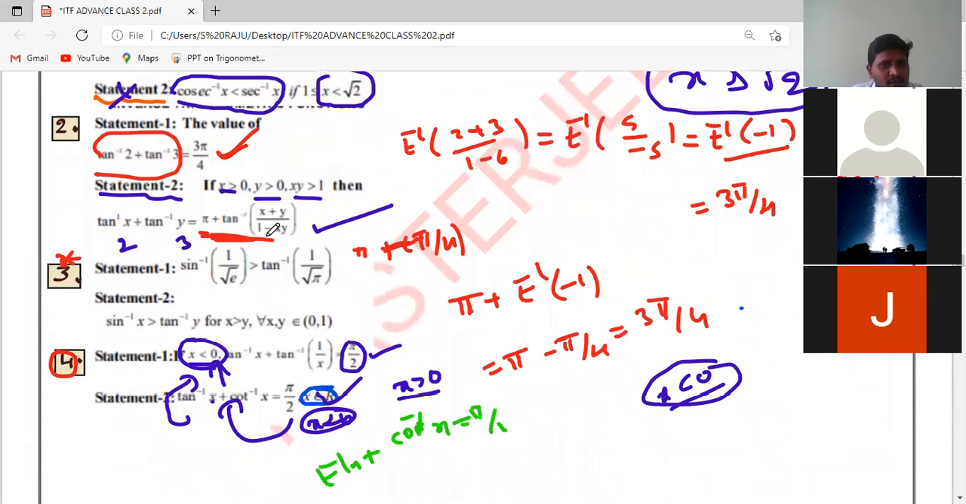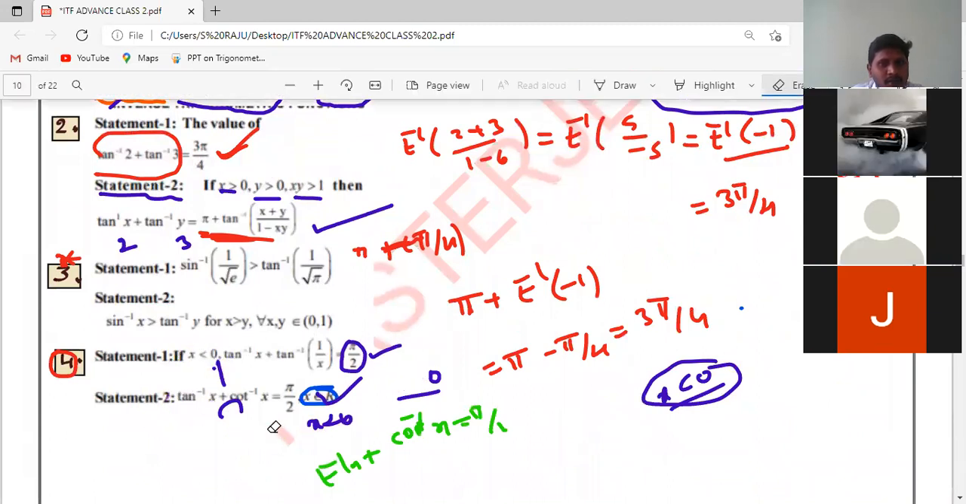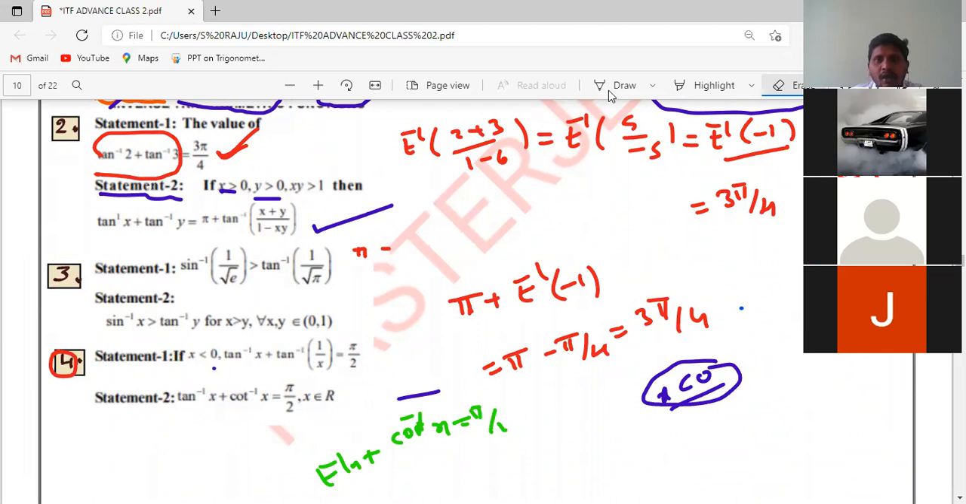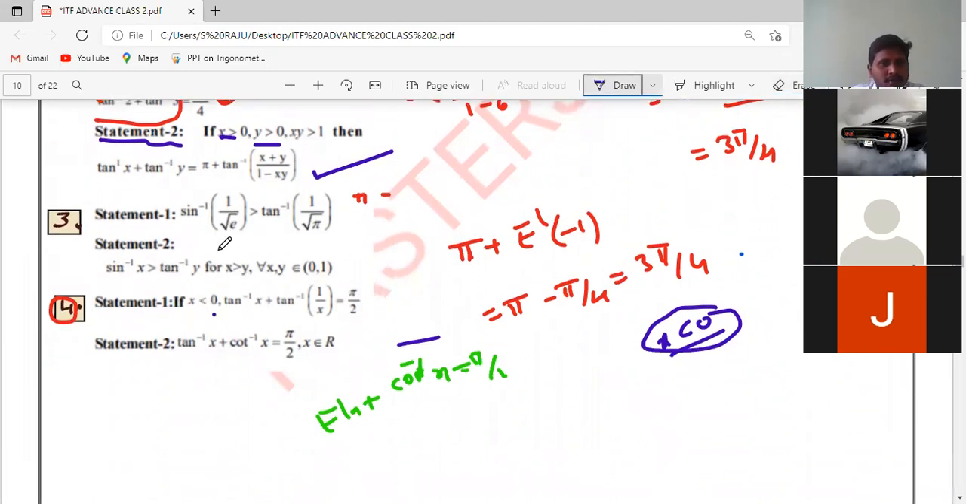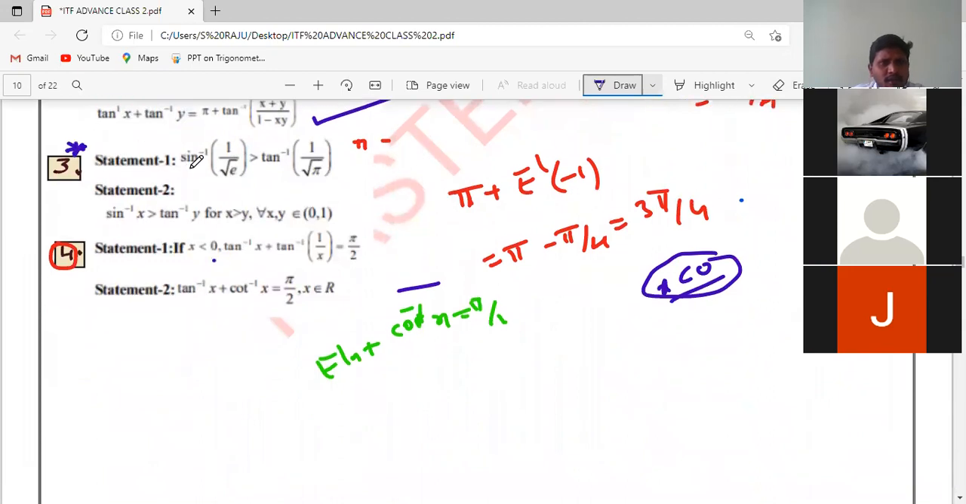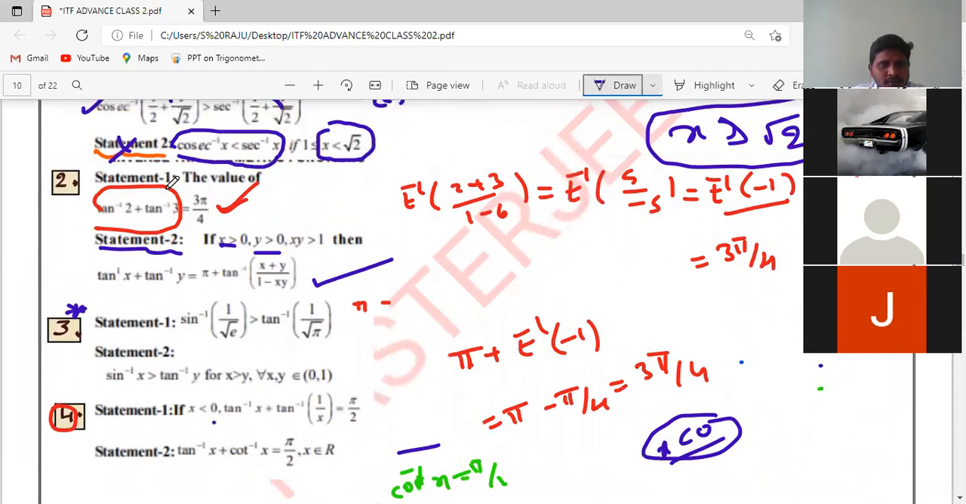Is it clear now? Correct, sir. Okay. With the help of statement 2, you have to check statement 1. Okay, fine. Now, what about this? This is very logical compared to the remaining three.